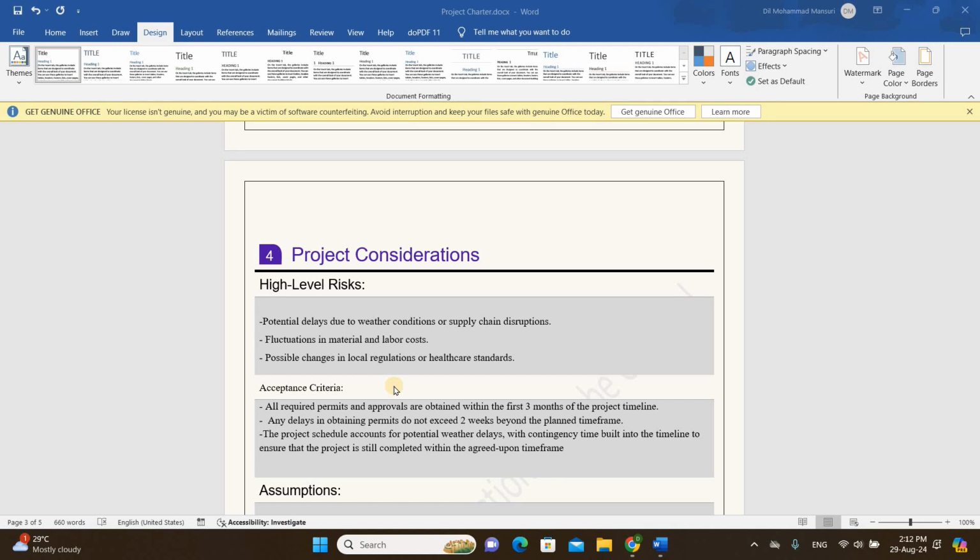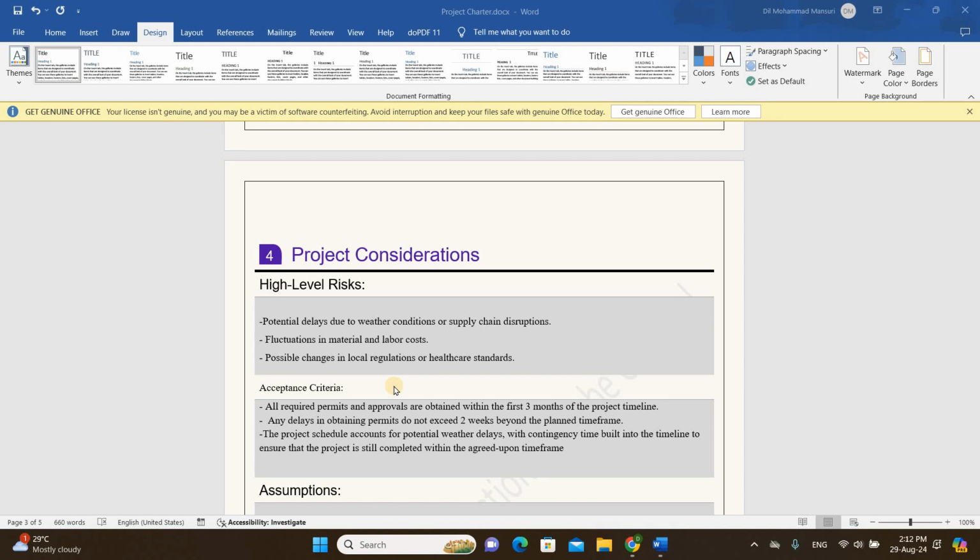Then possible changes in local regulation or healthcare standards. During the running of projects, sometimes when the government changes the local regulations or any healthcare standards, that has an impact on your project, and you should be ready to solve or mitigate that problem.